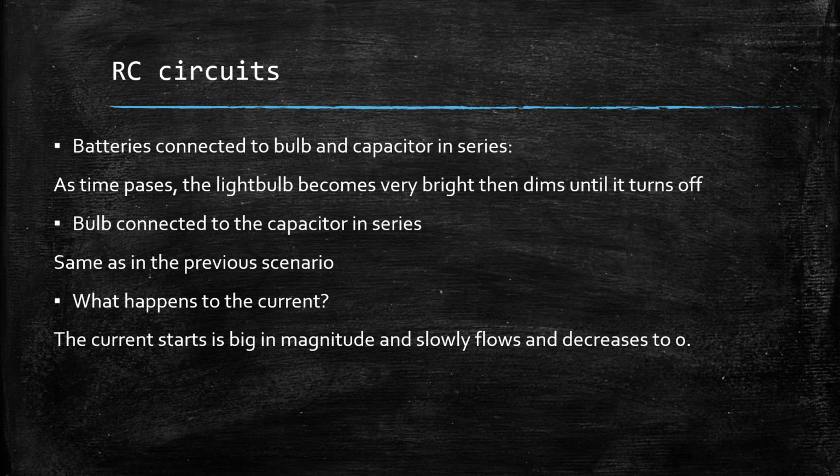Now working with RC circuits, when the batteries are connected to the bulb and the capacitor in series, the light bulb becomes very bright and then dims until it goes off as time progresses. And when the bulb is connected to the capacitor in series, the same thing happens. What's happening to the current is that it starts big in magnitude and then it decreases to 0 as time progresses.